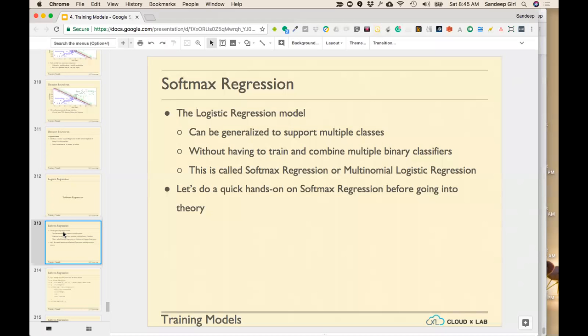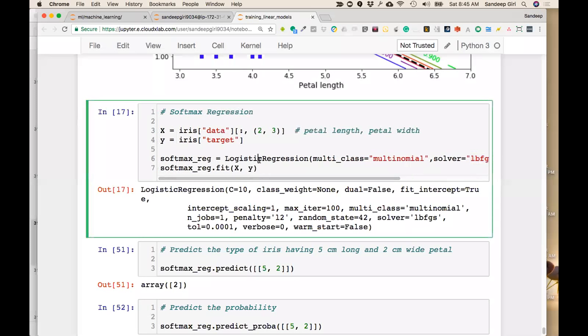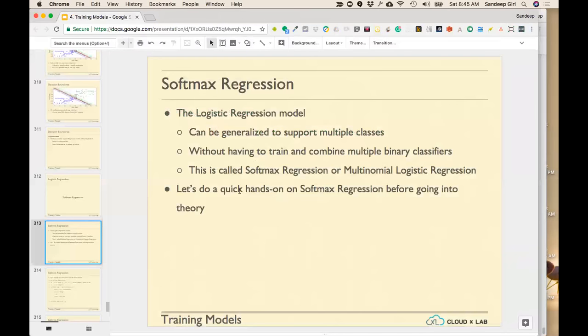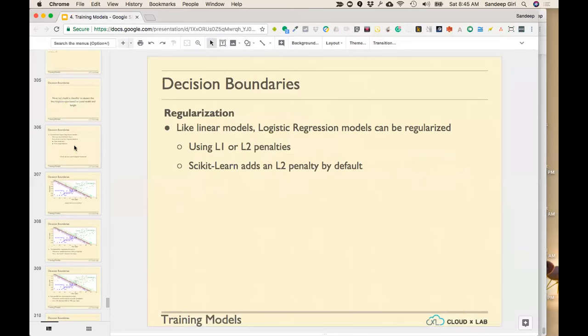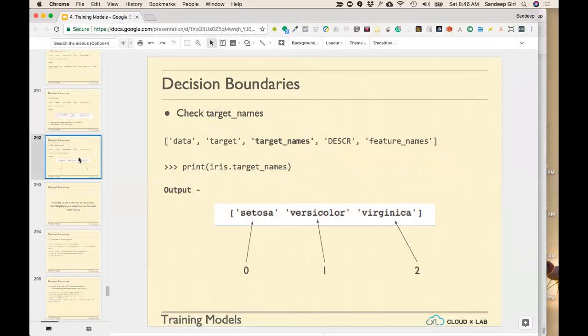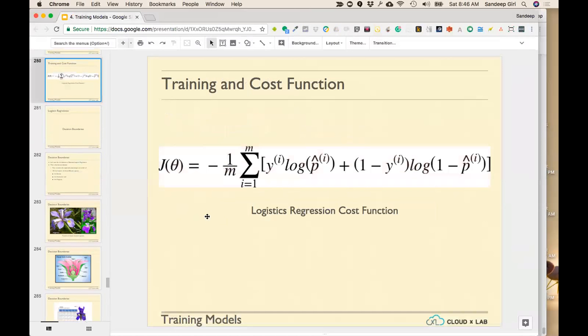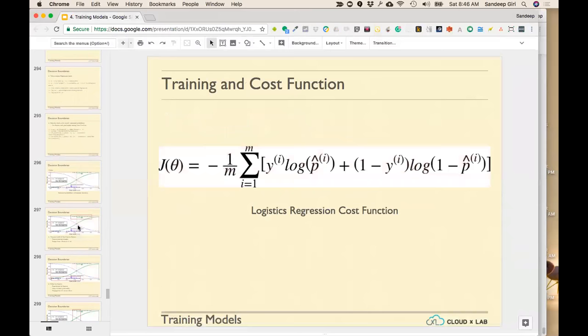A question from Noor: where did we calculate the cost? The cost was calculated by this logistic regression internally, using a function that we talked about. Where is that function? Using this, it's computing the cost internally.